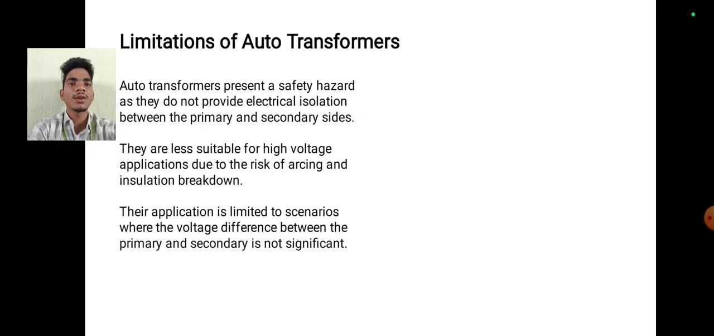Limitations of auto transformers. Auto transformers present a safety hazard as they do not provide electrical isolation between the primary and secondary sides. They are less suitable for high voltage applications due to the risk of arcing and insulation breakdown. Their application is limited to scenarios where the voltage difference between the primary and secondary is not significant.